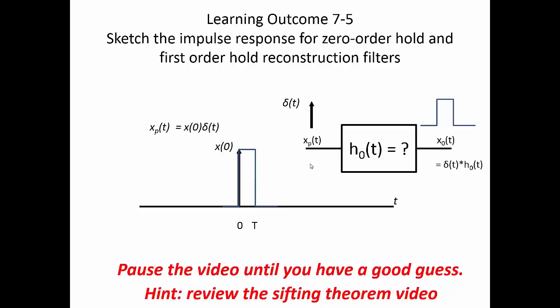If you need a hint, review the sifting theorem video. Our input, convolved with our response, will give us this. Our input is delta of t, convolved with this unknown filter, should give us this. Therefore, what should this filter be? Review the sifting theorem.